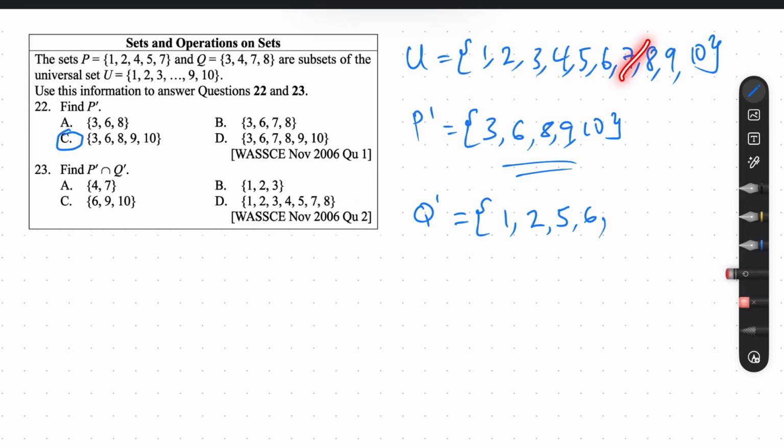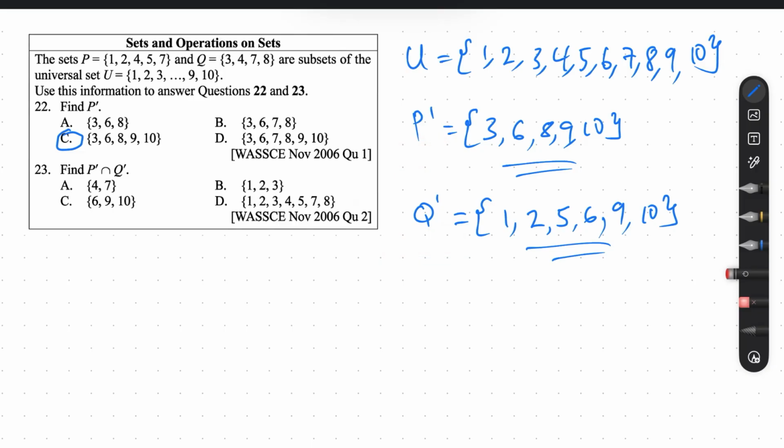Then we have 7 here, 7 here, so 7 cannot enter. We have 8 here, 8 here, 8 cannot enter. So we have 9 here, 9 not here. Okay, we have 10 here, 10 not here. So 9 and 10 go right here. Okay, so let's put that down. 9, 10. So that is the end of our Q complement. Now the question says P complement intersection Q complement. So what that means is elements that are common to P complement and Q complement.